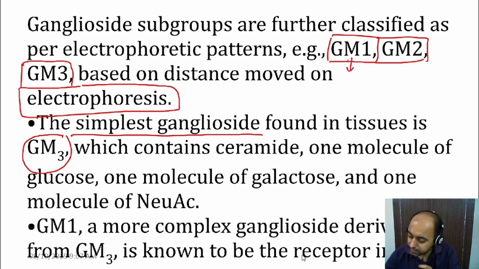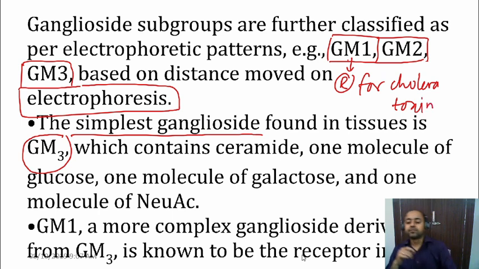GM1 will act as receptor for the cholera toxin. So these are some of the very important points related to the glycolipids that you must remember: the classification, what are the groups present, and what is the simplest and what is the most important ganglioside. They are respectively GM3 and GM1. GM1 is the receptor for cholera toxin, and it will cause cholera in response to the toxin attaching to the receptor.